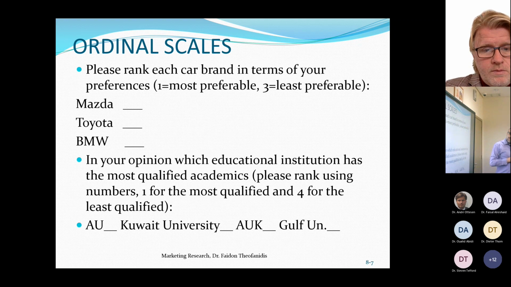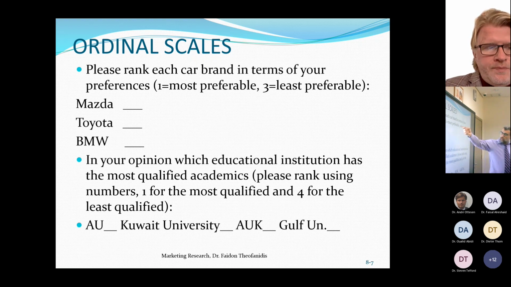Ranking questions are considered to be quantitative data. Another example could be, in your opinion, which educational institution has the most qualified academics? Please rank using numbers, 1 for the most qualified and 4 for the least qualified. So the consumers will be inputting their preferences. Always in ranking data, 1 goes to the first post, the best, the most preferred. And always the last number goes to the least preferred.